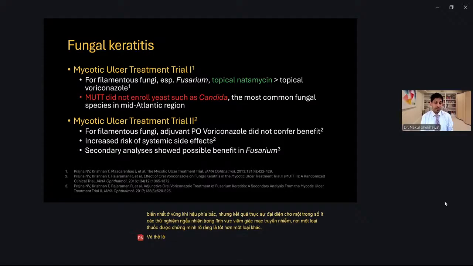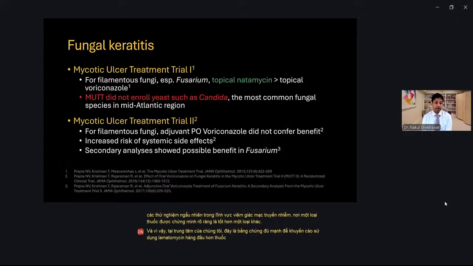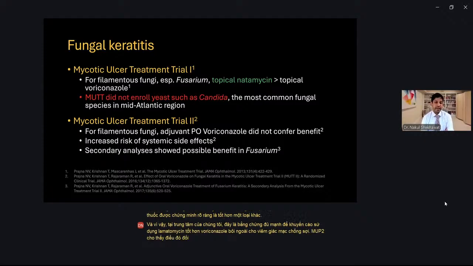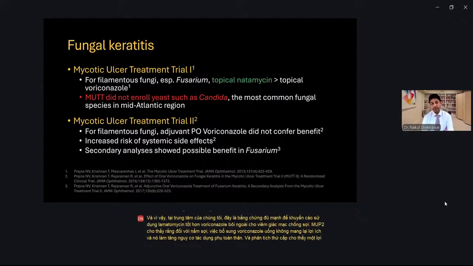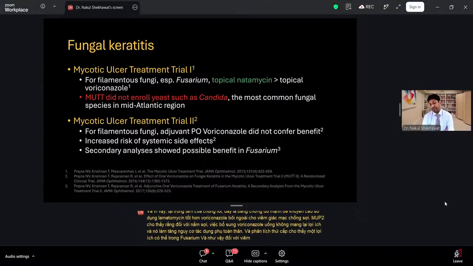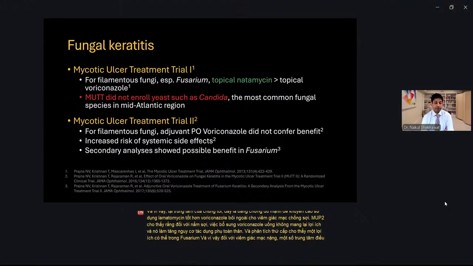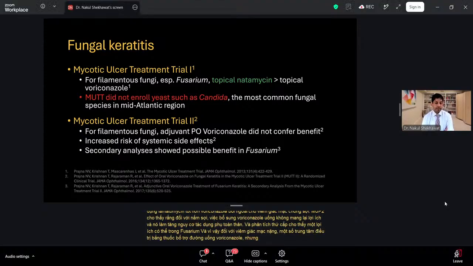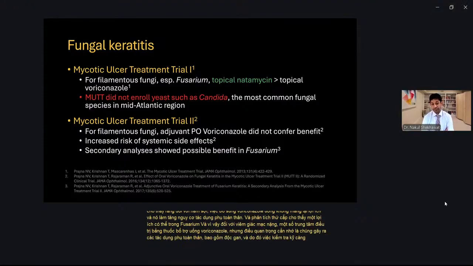And so at our center, this is evidence that's strong enough to recommend topical natamycin over topical voriconazole for any filamentous keratitis. MUTT 2 showed that for filamentous fungi, adding adjuvant oral voriconazole did not confer a benefit, and it did increase the risk of systemic side effects. Secondary analysis showed a possible benefit in Fusarium. And so for severe keratitis, some centers do treat with oral adjuvant voriconazole, but the key to remember is that they cause systemic side effects, including hepatotoxicity. And so it's very important to check liver function testing every 2 weeks or so.